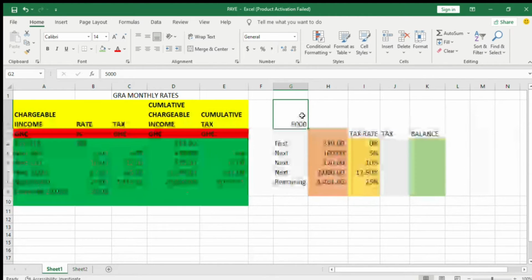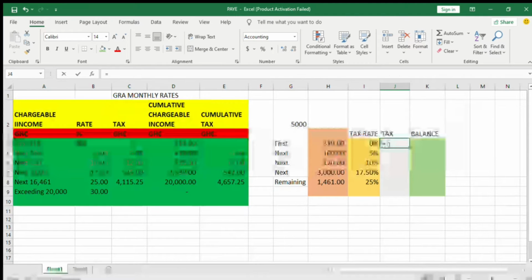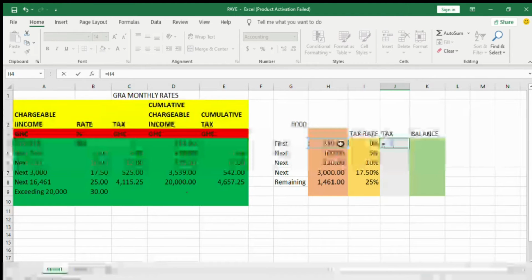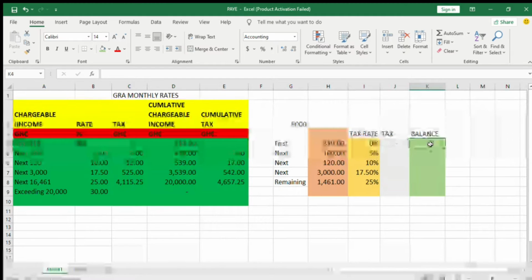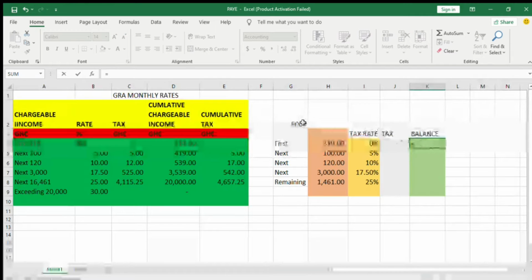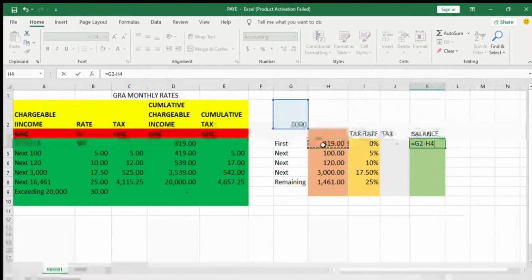Okay, so let's start. So the first 319 is at a rate of 0%, so there's no tax here. So you just multiply, you get your zero here. It is important to always bring your balance. It will help you to calculate it very easy and fast. So the difference between the 5,000 and the 319 is 4681.